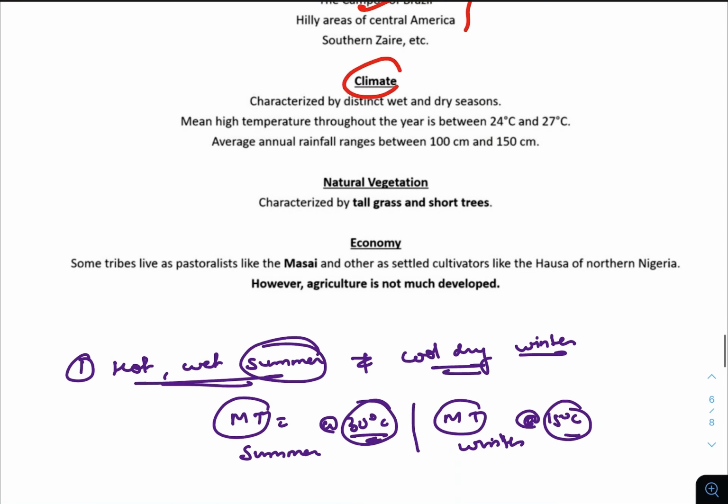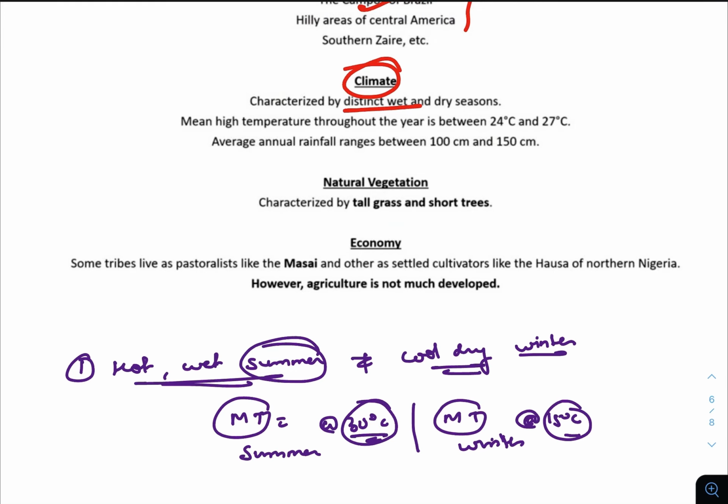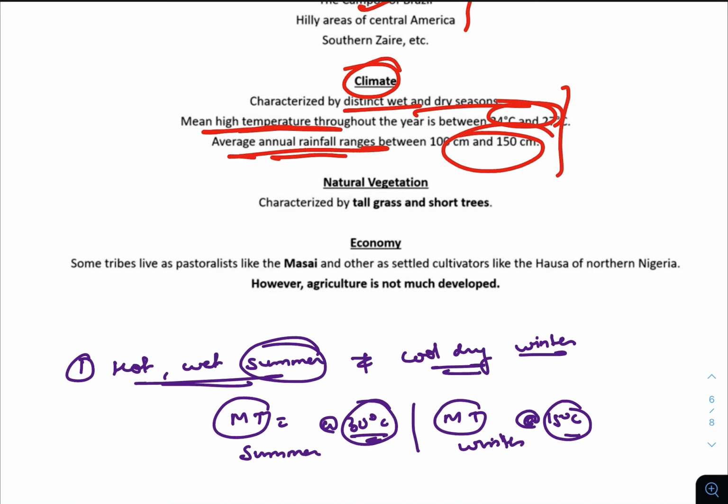And last, about the climate, you can write that it has a hot wet summer and a cold dry winter. You can also write the mean high temperature and the average annual rainfall. This is the important thing you have to write in the exam. And about the natural vegetation, you can mention the tall grass and the short trees. And about the economy, the pastoralists are very important.